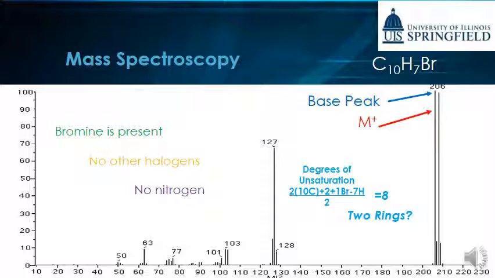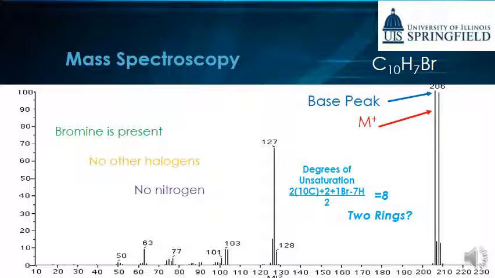Next, you want to see if you have any useful fragments that'll help you figure out what else might be in your structure. Now for us, there's nothing particularly helpful, but from our formula, we do know that there is one bromine, but there are no other halogens, and that we have no nitrogens.